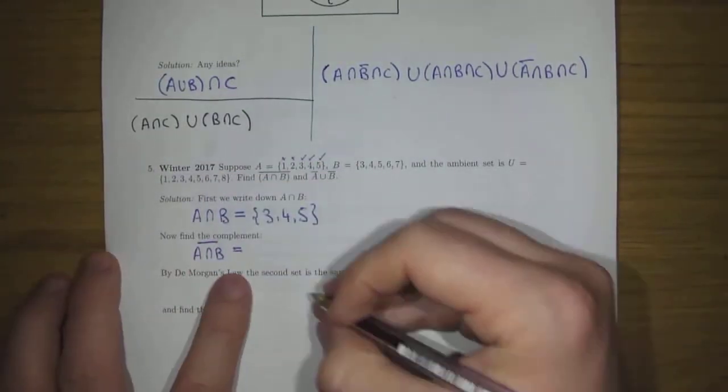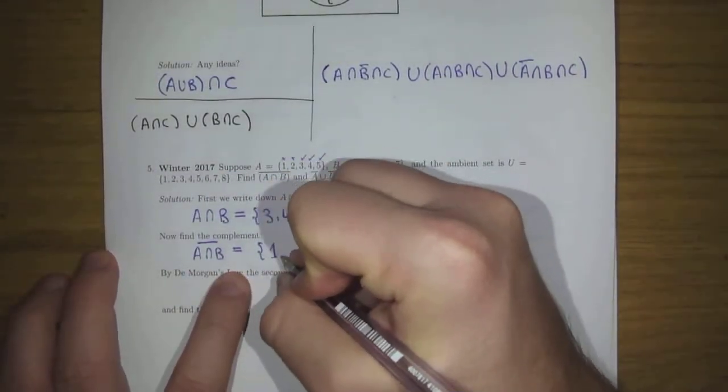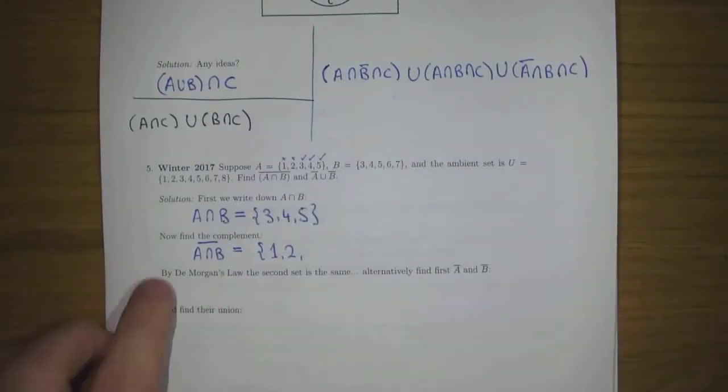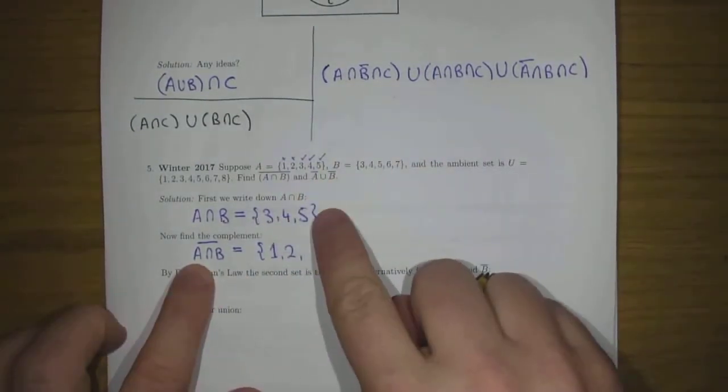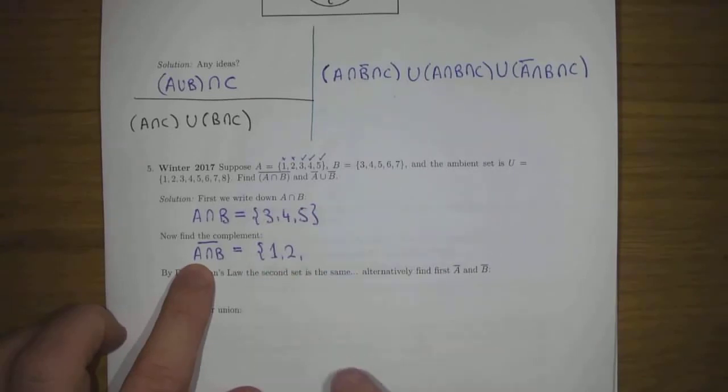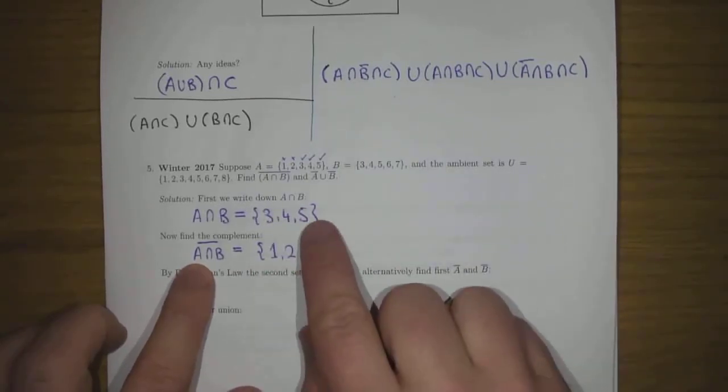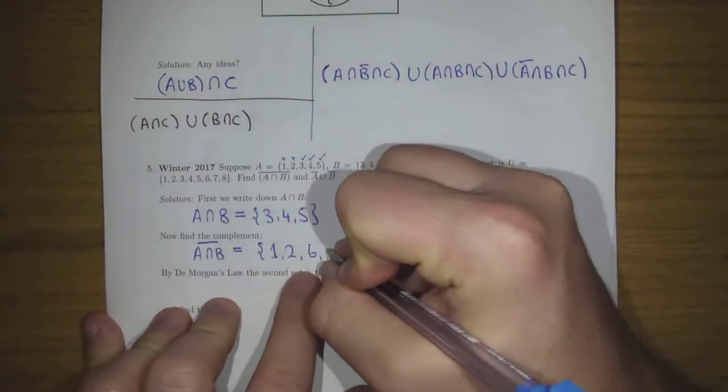So that'll give us 1 and 2, yes. 3, 4, 5 don't go in this because they are there. Not (A and B) is not A or not B. We also have 6, 7, 8 though.